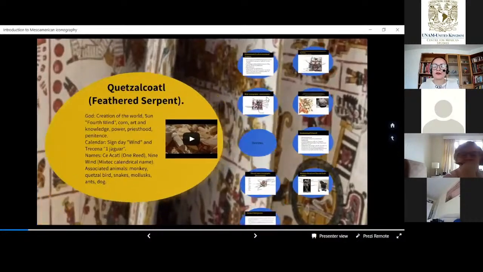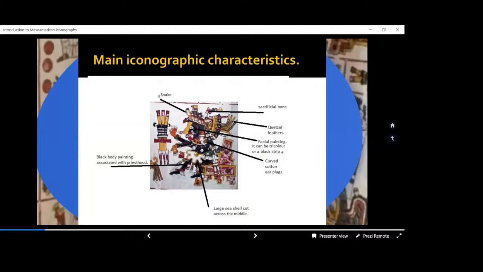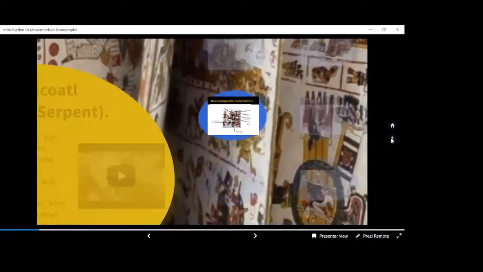So here we have another way to identify him. As you can see, he is sitting in front. His corporal painting is black. He has the important large seashell to identify him. He has an element that is a coarse cotton earplug that normally he will wear. And in this case, you can see his facial painting is different, is tricolor, and is not lined. So he could appear with one or another. As well, he appears with the quetzal feathers, and these particular feathers with eyes of the night that are related to him. And here he appears with a headdress of a snake and a bone that is for self-sacrifice. So that is more or less the characteristics of his identity. Obviously, depending on what he's doing or the titles that he will show in the image, those elements will change. And that's the difficulty of approaching this codex.